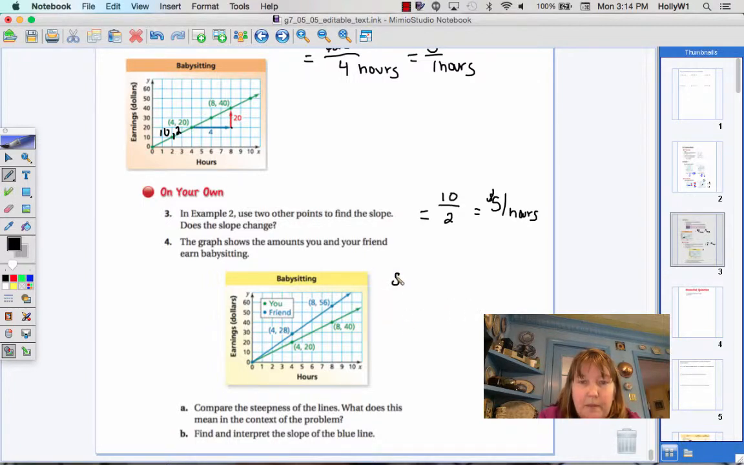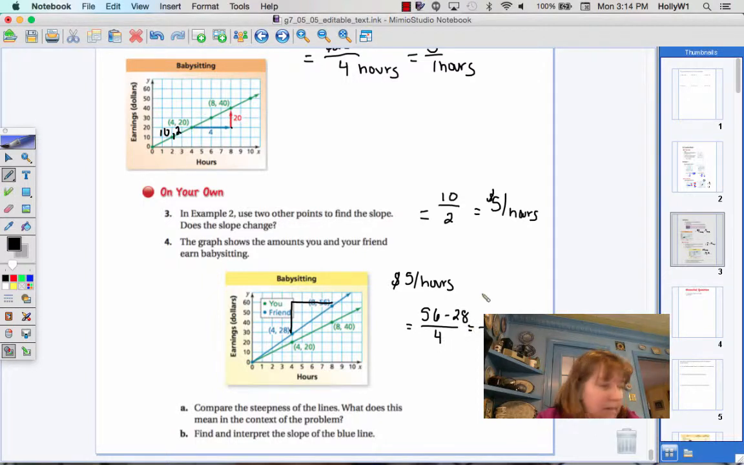We already know that I make $5 per hour. Let's find out how much she makes. So we'll find the slope of her line. The change in y, so we're talking about the rise over the run. The rise goes from 28 to 56. And remember I said that you can actually just subtract those 2 numbers. Then the run is this way. It goes from 4 to 8, so that's actually 4.